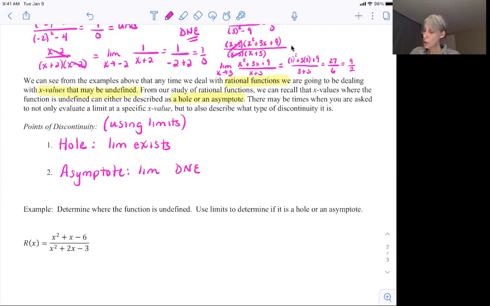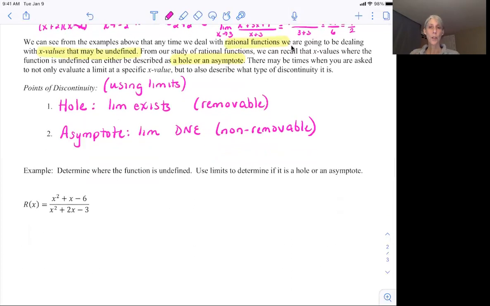Next year, you may get more specific and use words like removable and non-removable. I'm going to try to introduce these words this year so that you're more familiar when you hear them again next year. But our main goal is just going to be identifying and answering the question. If I get a limit, it's a hole. If I don't get a limit, then I have an asymptote.